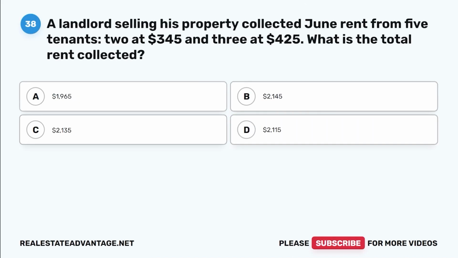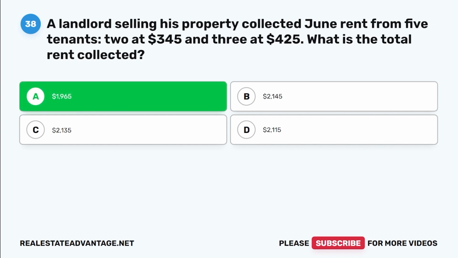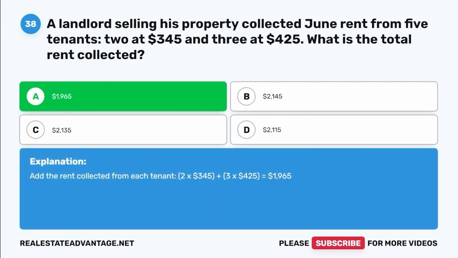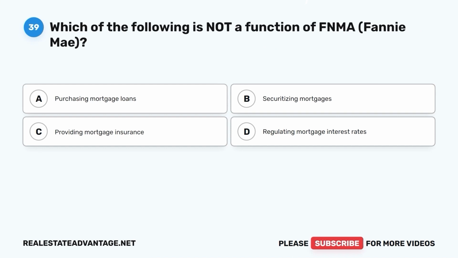Question 38. A landlord selling his property collected June rent from 5 tenants, 2 at $345 and 3 at $425. What is the total rent collected? A. $1,965. B. $2,145. C. $2,135. D. $2,115. The correct answer is A. $1,965. Add the rent collected from each tenant: 2 times $345, plus 3 times $425, equals $1,965.